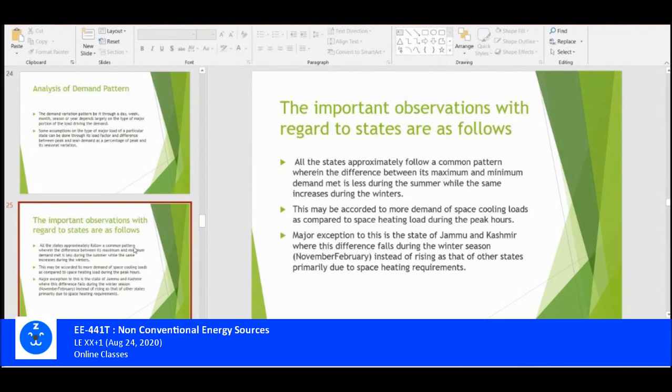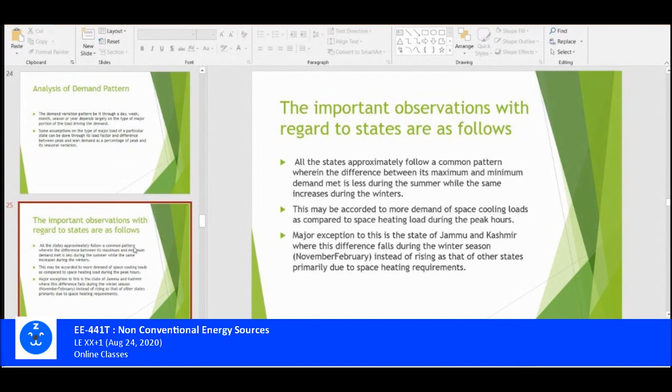The important observations with regard to states are as follows. Now, there are certain observations that have been collected from different regions of our country. All the states approximately follow a common pattern, wherein the difference between the maximum and minimum demand met is less during the summer, while the same increases during the winters. Now, this may be attributed to more demand of space cooling loads as compared to space heating load during the peak hours. It is not difficult to assimilate.